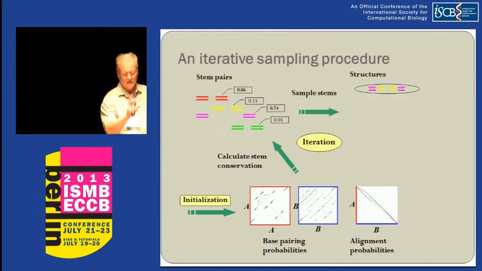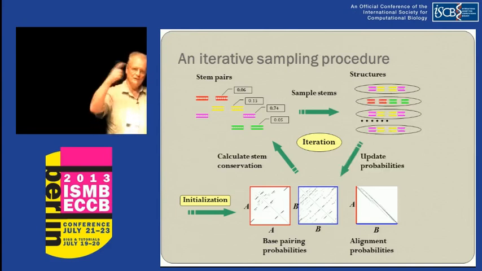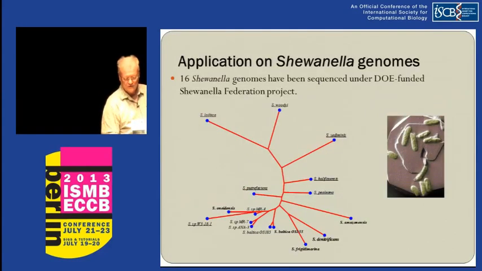And from this collection of stems, you can put them together into structures, and then you can go back and update the probabilities. And so you just do this, and it doesn't take very long to converge. So we applied it. We had a grant from DOE to work on Shewanella. They had sequenced about 15 genomes or something. And so we took those genomes.